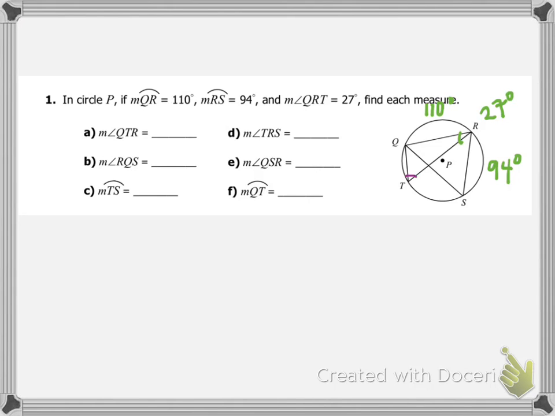So angle QTR is going to be half of the measure of the arc QR there. So what's that going to be? It's going to be 55 degrees.